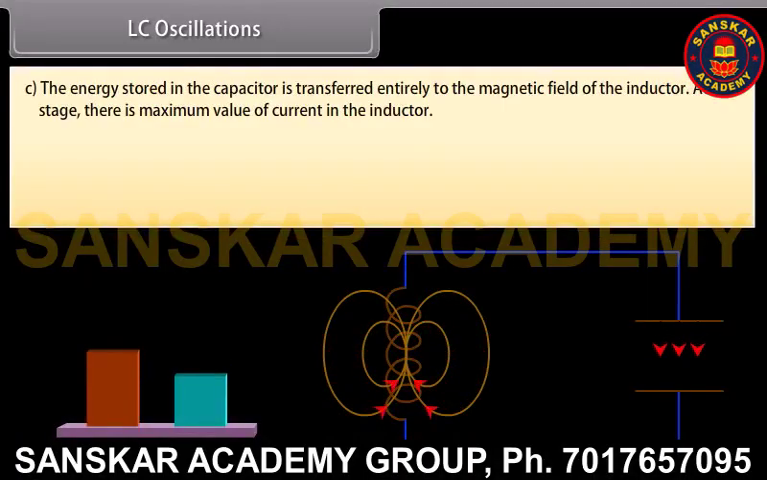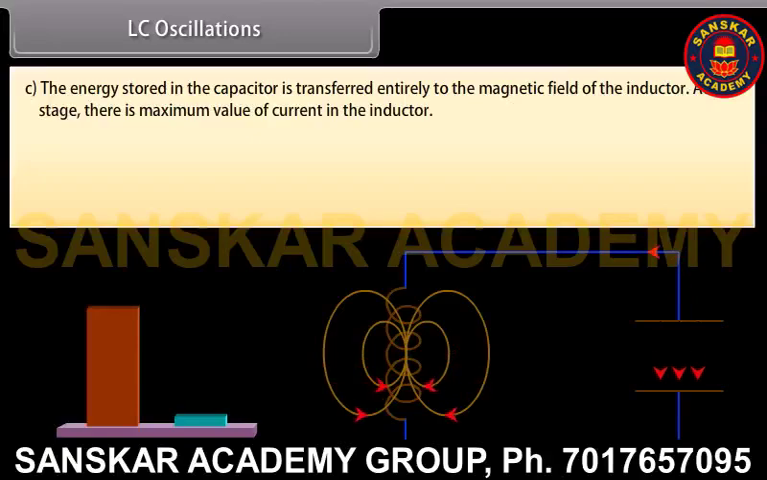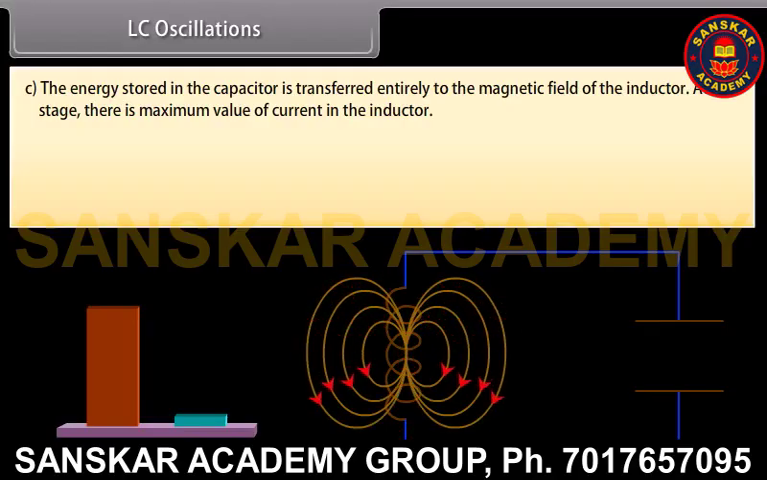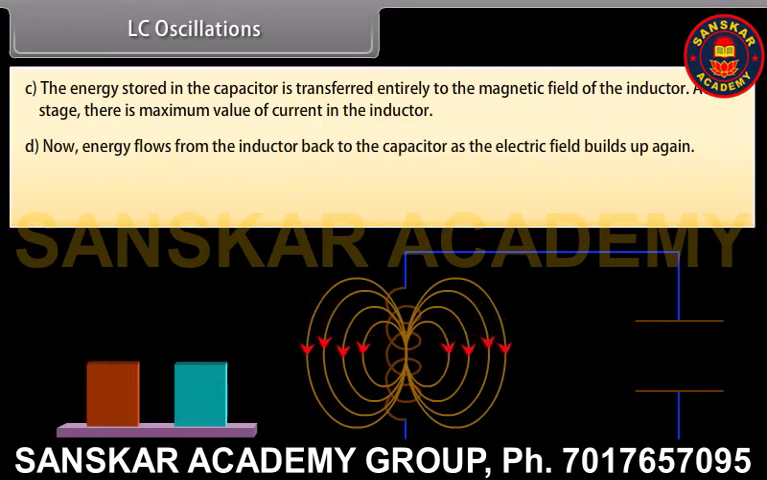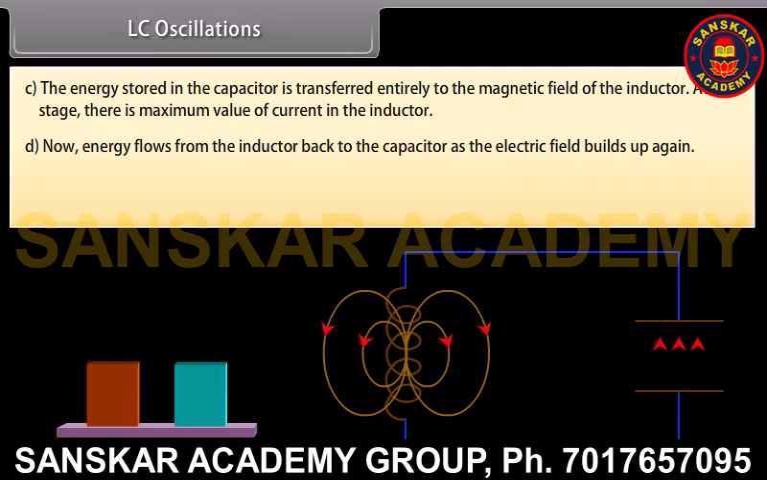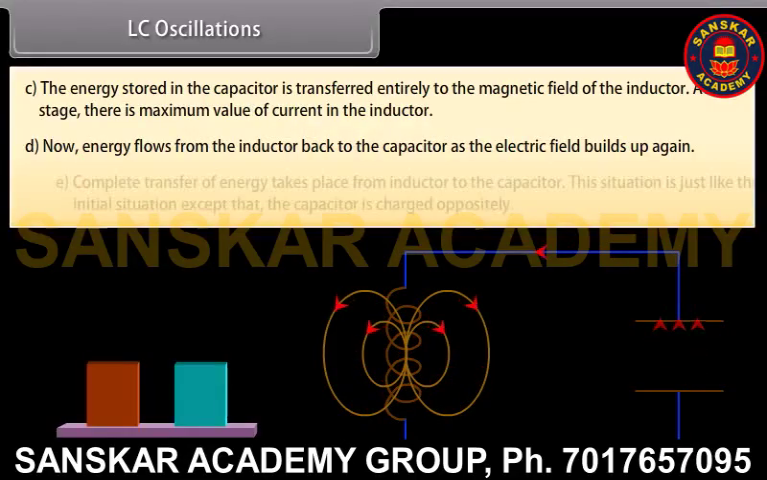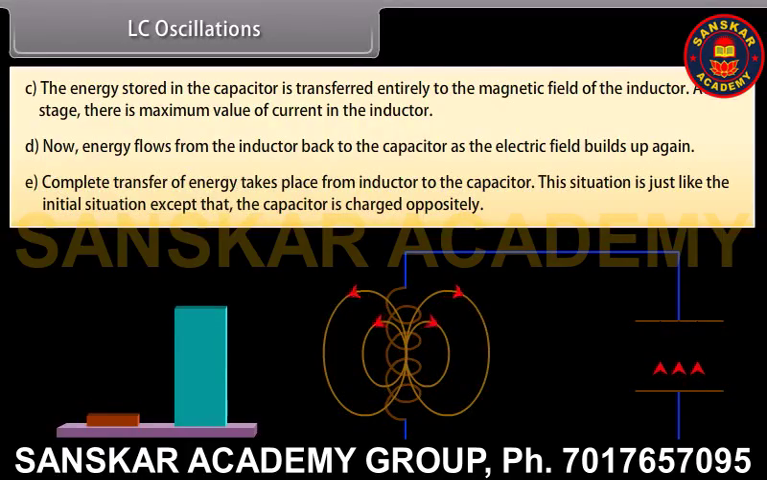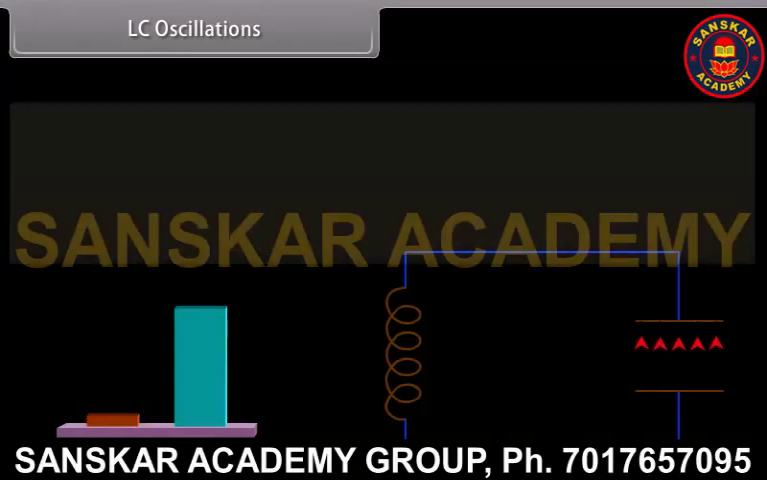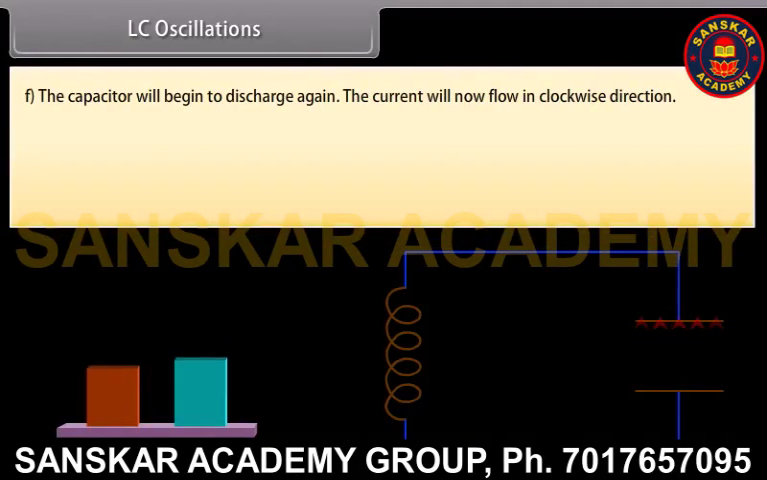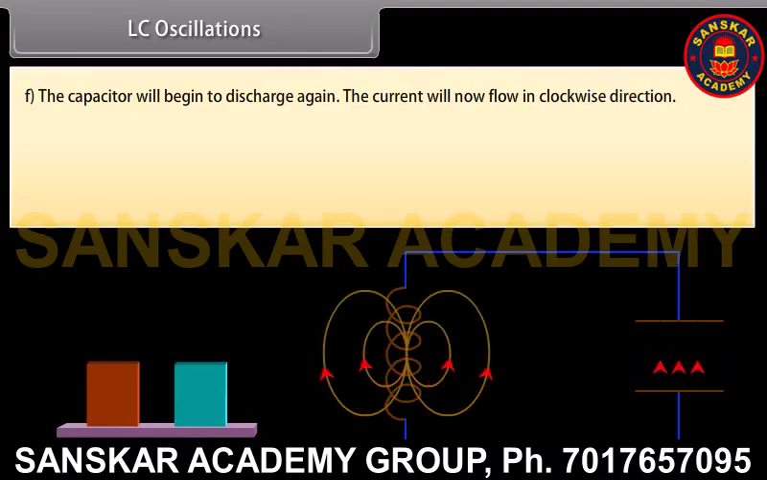The energy stored in the capacitor is transferred entirely to the magnetic field of the inductor. At this stage, there is maximum value of current in the inductor. Now, energy flows from the inductor back to the capacitor as the electric field builds up again. Complete transfer of energy takes place from inductor to the capacitor. This situation is just like the initial situation except that the capacitor is charged oppositely. The capacitor will begin to discharge again. The current will now flow in clockwise direction.